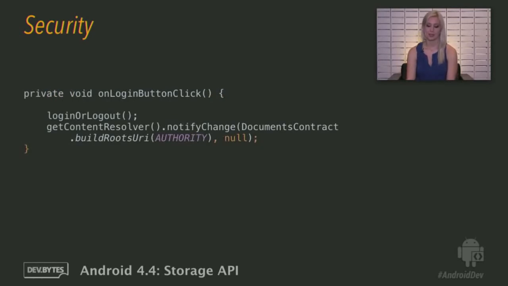The other step to this is to call getContentResolver notify change. Remember the documents contract? We're using it to make this URI. This tells the system to query the roots of our provider again, which will return a different value now because of the if statement we just saw.